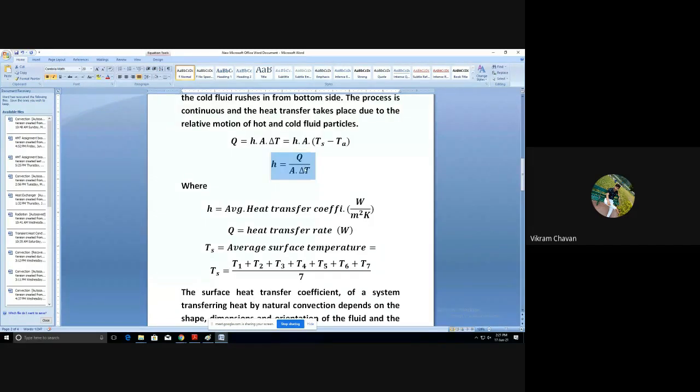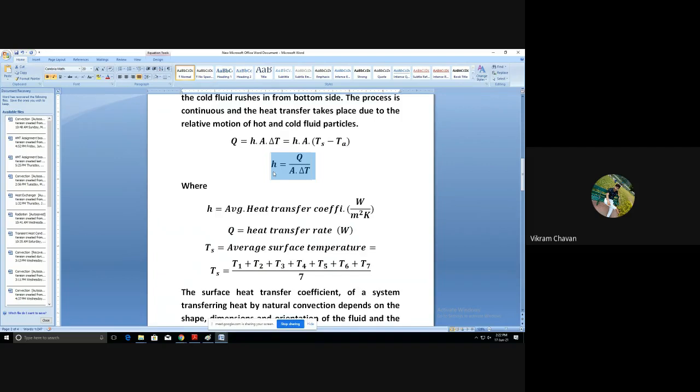Then Q we have to calculate. The Q is nothing but what? The heat generated by the heater, and heat generated by the heater depends upon the electric supply to that particular heater, and electric power can be calculated as V multiplied by I, and that will be considered as Q. So Q is calculated, then A is known, then delta T we have to calculate, and then you can calculate the heat transfer coefficient for the natural convection.